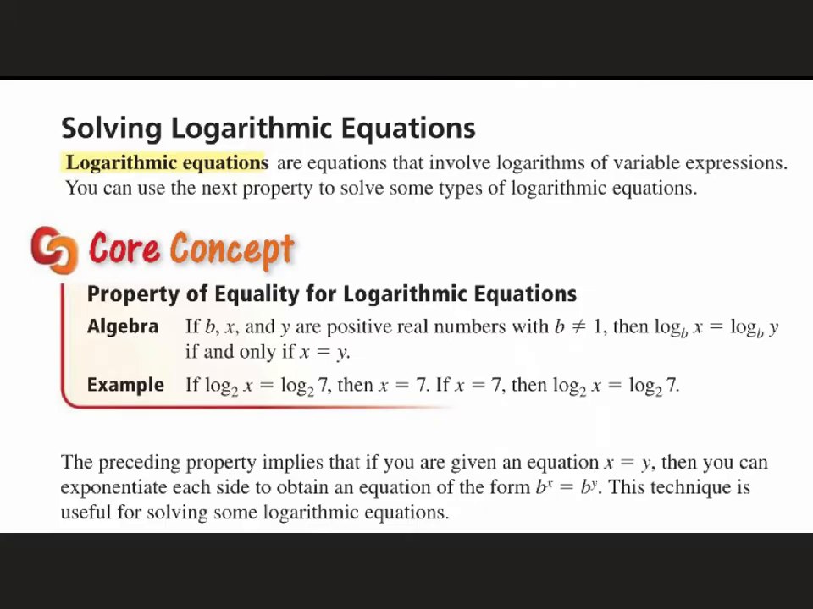So now we're working with logs. Before we were solving exponential equations, now we're solving logarithmic equations. If we have log base 2 of x is equal to log base 2 of 7, the log and the log cancel, and then we're just left with x is equal to 7. So super similar to what we were doing before.